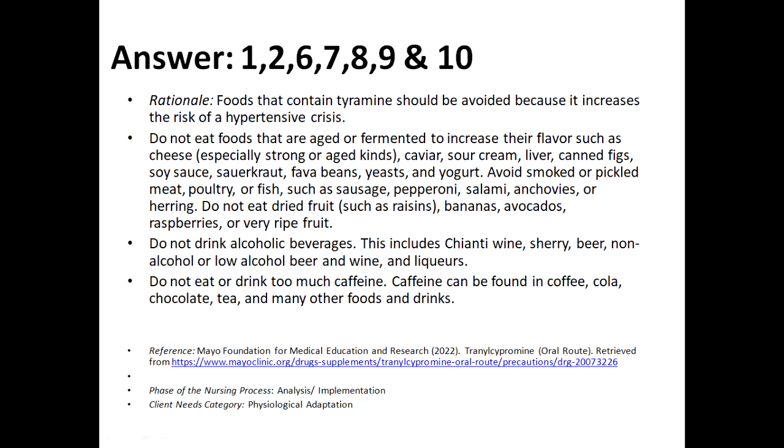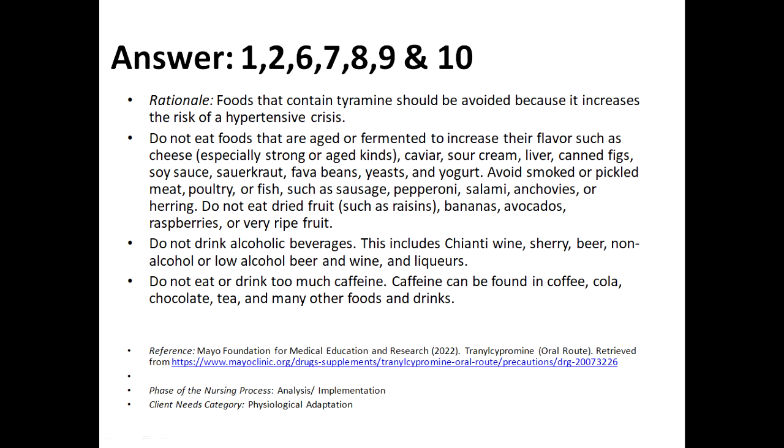Rationale: foods that contain tyramine should be avoided because it increases the risk of a hypertensive crisis. Do not eat foods that are aged or fermented to increase their flavor, such as cheese, especially strong or aged kinds, caviar, sour cream, liver, canned figs, soy sauce, sauerkraut, fava beans, yeasts, and yogurt.